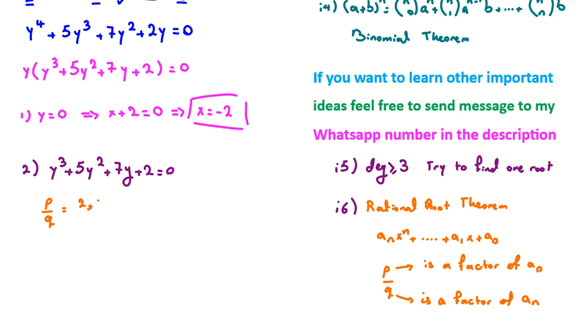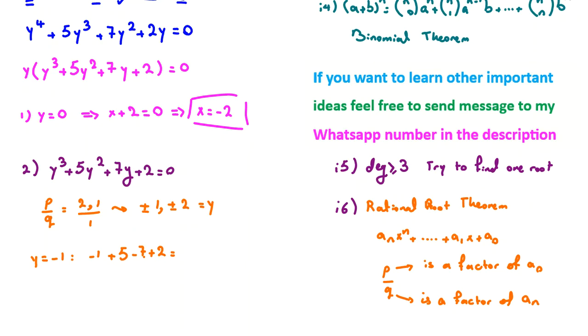So the factors of 2 can be 2, 1, the factor of q is 1, and we can consider plus minus. So the numbers that we should check are plus minus 1, plus minus 2. If the root were positive, the left-hand side would be positive, so we only need to check negative 1, negative 2. If y is negative 1, negative 1 cubed is negative 1, plus 5y squared is plus 5, minus 7, plus 2.